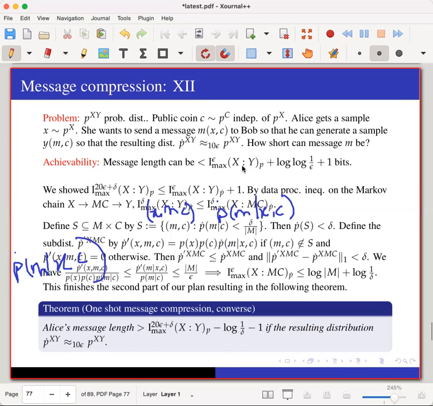So now look at the achievability. The achievability was the same I epsilon max, but there's a difference in the smoothing parameter. This was epsilon, this is 20 epsilon plus delta. And then there's a difference in the fudge factor. So let's say I take delta equal to epsilon. So this will look like log 1 by epsilon. This will look like minus log 1 by epsilon. So there is an additive gap of log 1 by epsilon or so.